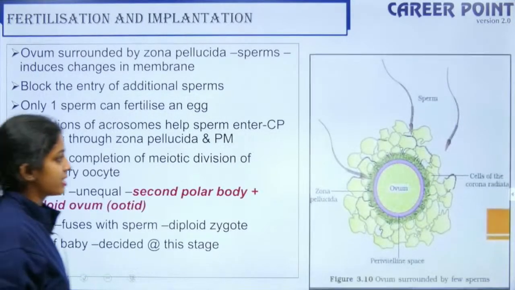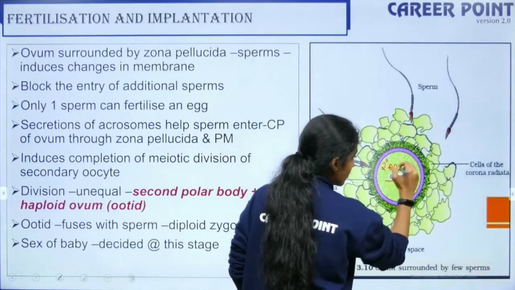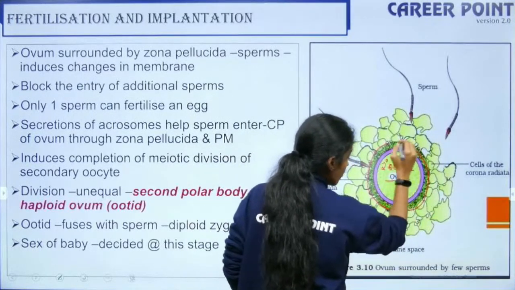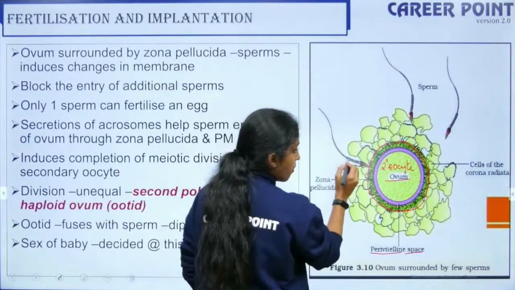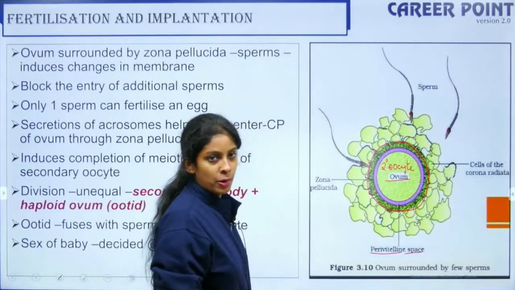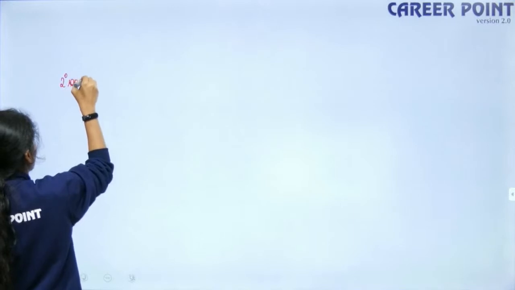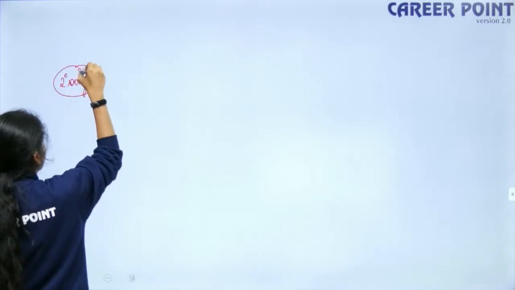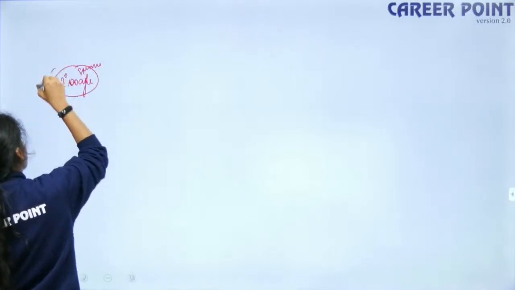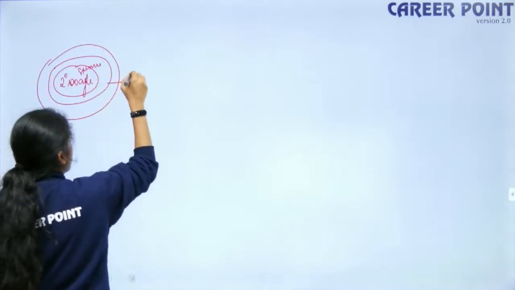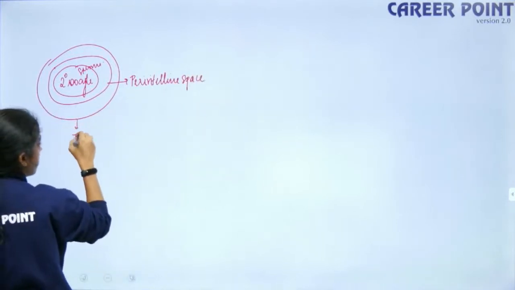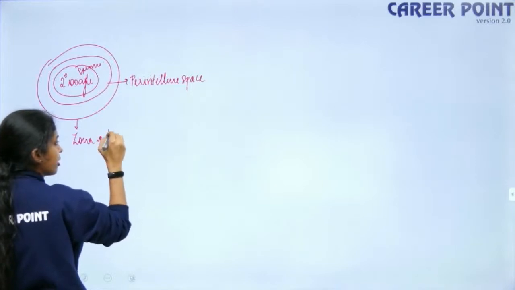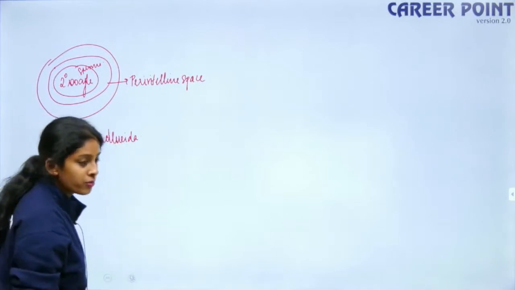If you can see, this is your secondary oocyte. This is your zona pellucida. This space is your perivitelline space, the space between your secondary oocyte and your zona pellucida. So your sperm comes in, interacts with the zona pellucida, changes its membrane permeability and ensures only one sperm can fertilize one ovum. Here we have the perivitelline space, and here we have the zona pellucida. This is also another interesting function of the zona pellucida which I will tell you, so please hold on.